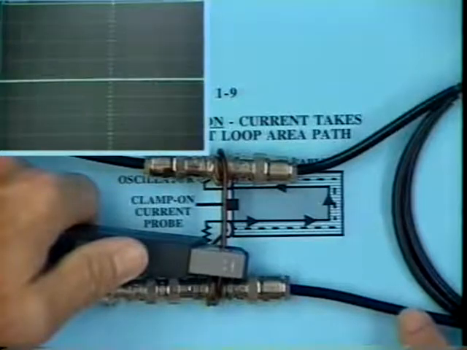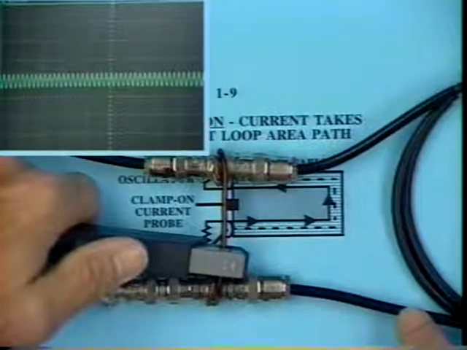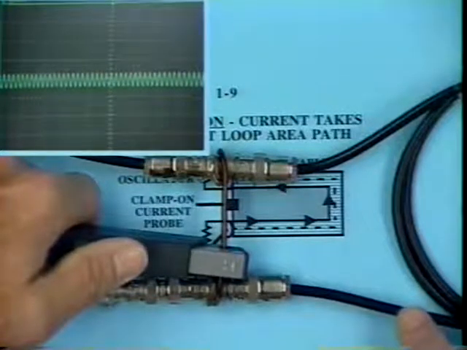And this is 10 kilohertz. So somewhere between 1 and 10 kilohertz, the inductance started to dominate, and the current started to determine its path based on which has the least inductance.